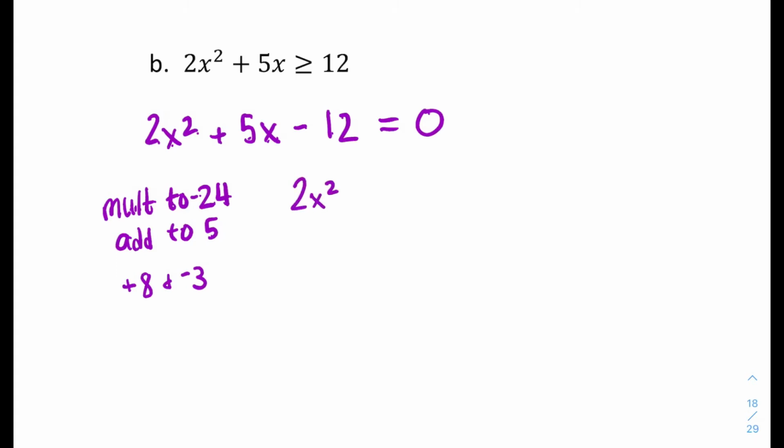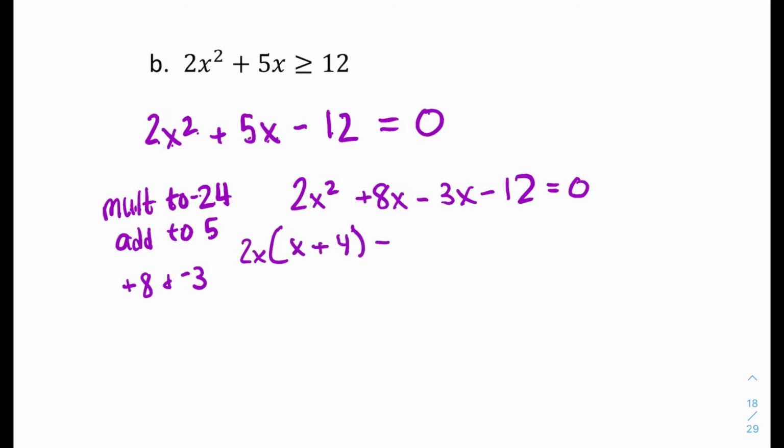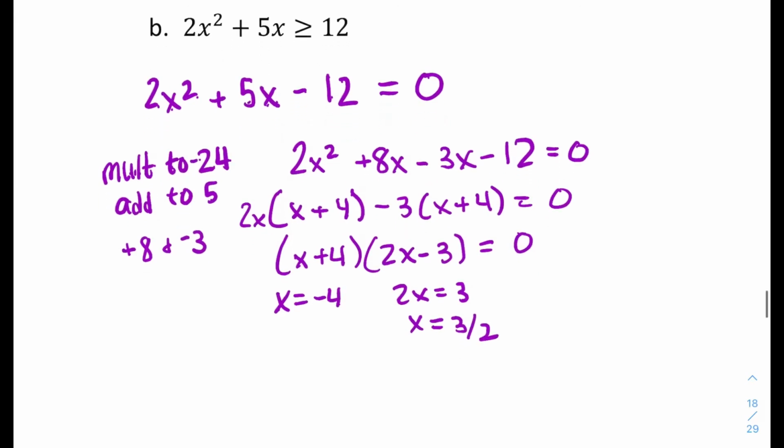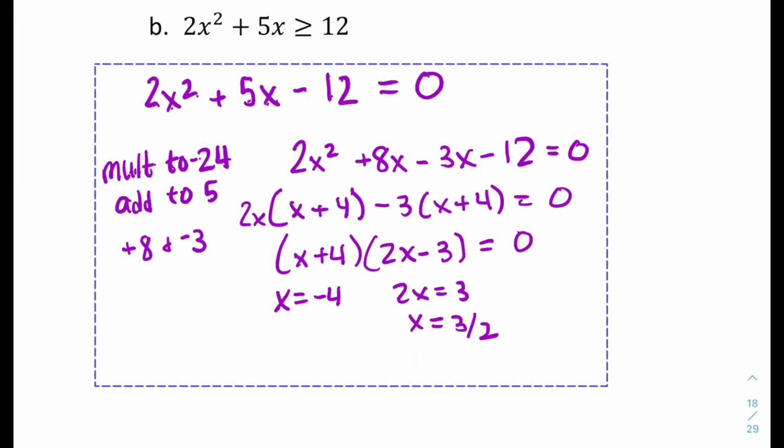And then I can rewrite my middle term as 8x minus 3x and factor out a common factor from a couple of groups here. I can factor out a 2x, which leaves me with x plus 4. And a negative 3, which leaves me with x plus 4 as well. So my factored version is going to be x plus 4 times 2x minus 3. If I set each of those factors equal to 0, I'll have x equals negative 4, and then x equals 3 over 2 as my places where my equation's equal to 0.